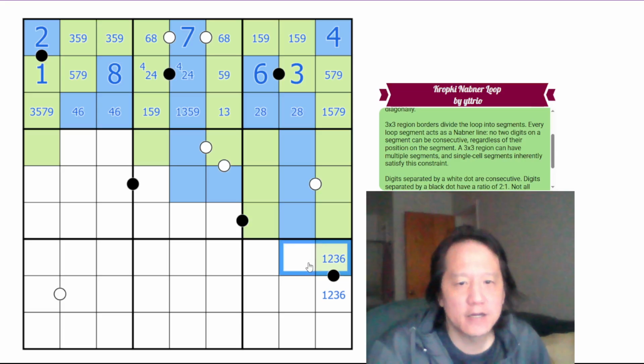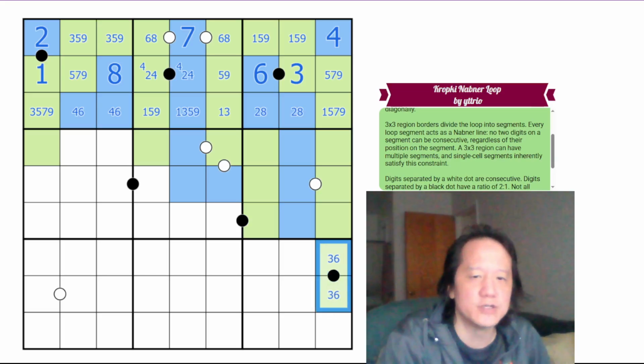Okay, this cannot go this way because if it does, it would be touching that, and they're not neighbors. They can't share a neighbor because it's one large loop, not multiple loops. So this must go this way. Since it must go this way, these cannot be consecutive, so you cannot have 1 and 2 here. It's 3 and 6.